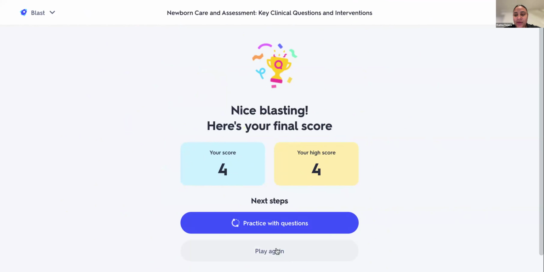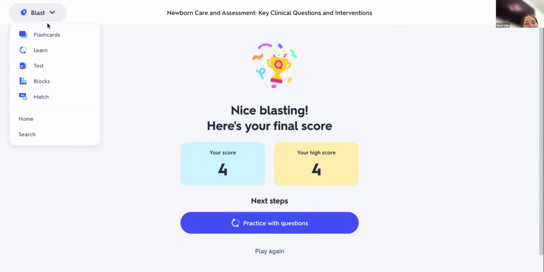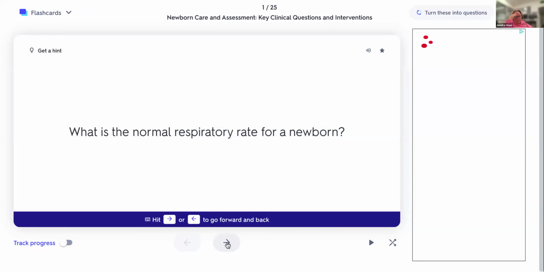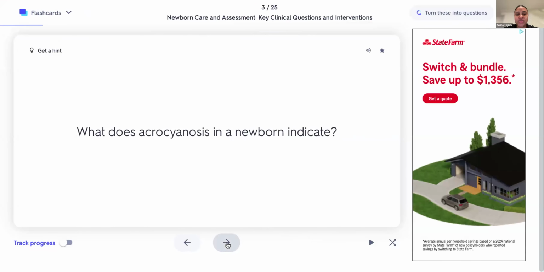Do you want to try the matching or no? I don't know if that's... We can try. That one's kind of complicated, though. All right, no, let's do the flashcards. Flashcards? Okay. We did this one. Yeah, go next. Go to the next one. We can do that one.